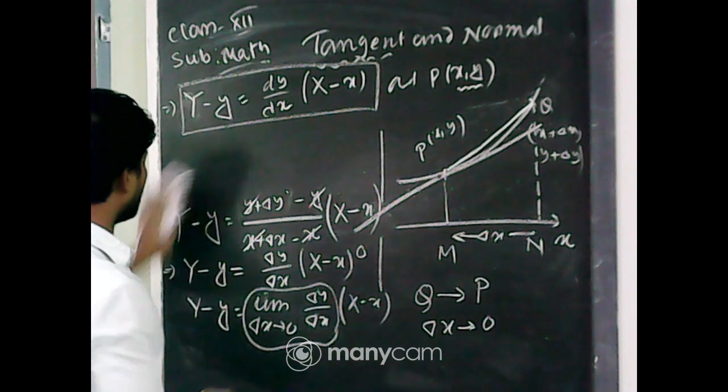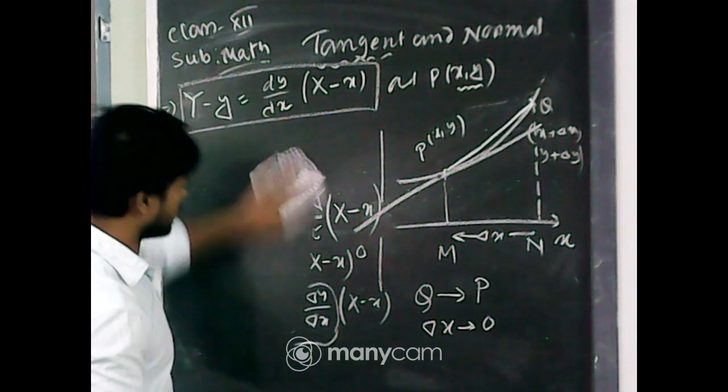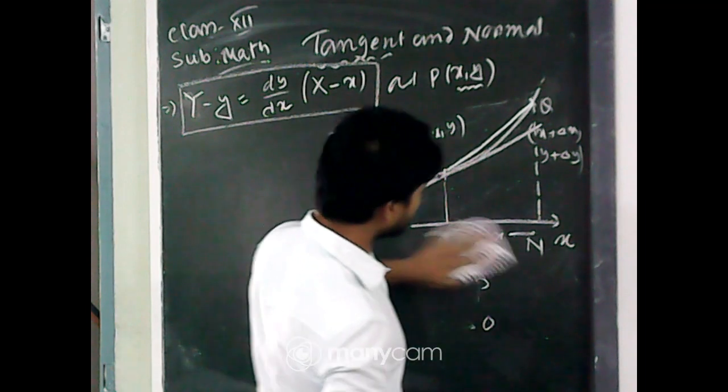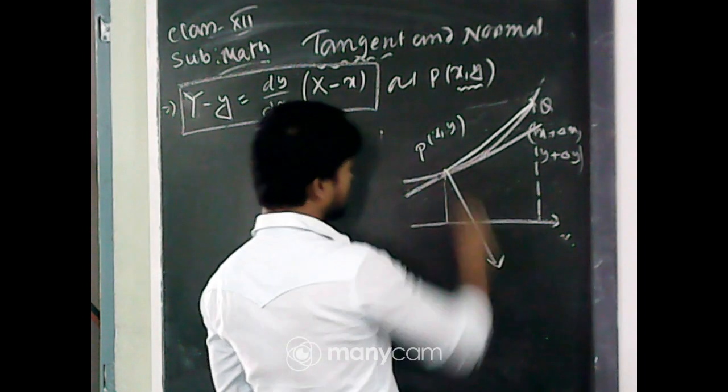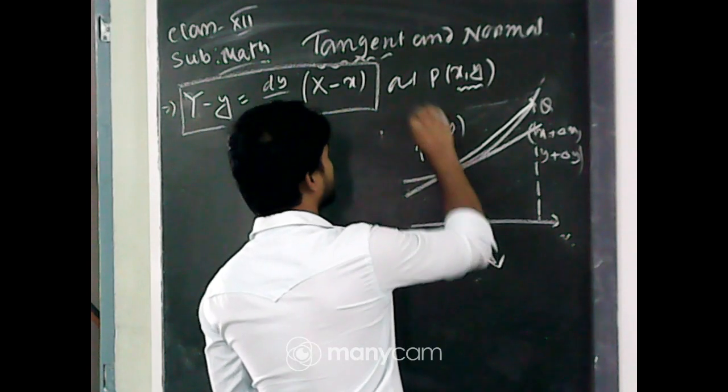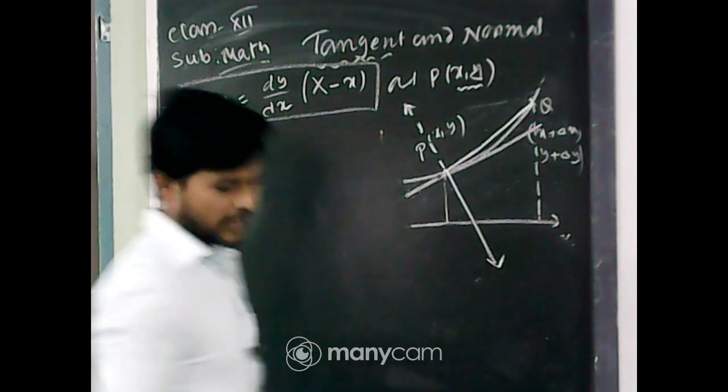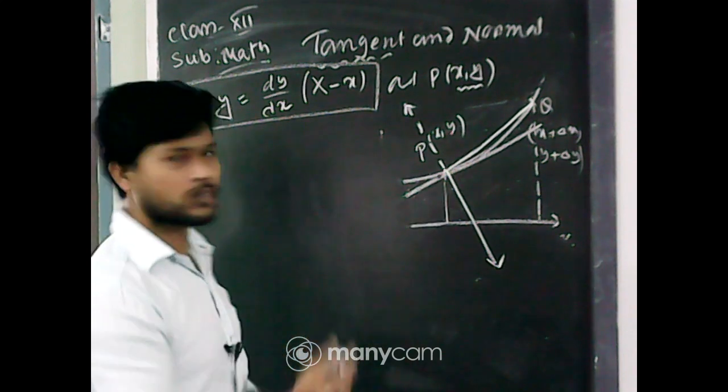Okay, so now we'll calculate the equation of normal. So what is the normal? Normal is a line perpendicular to the tangent, in either this direction or this direction. So the tangent is a line which is perpendicular to the normal.